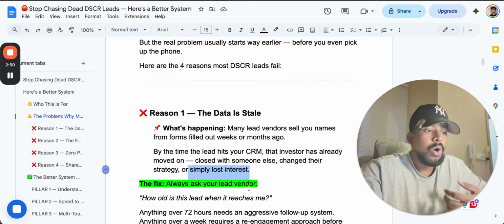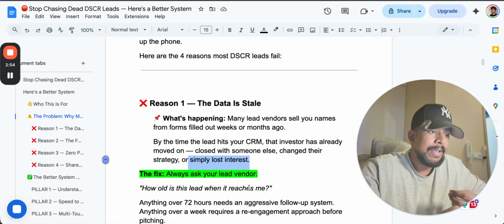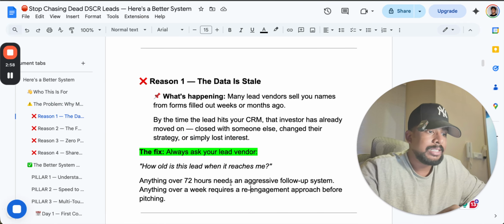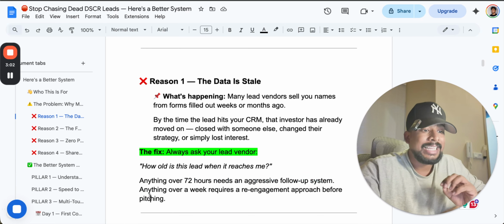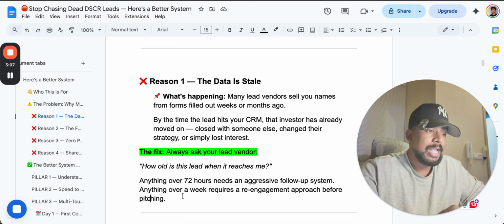How to fix that? Always ask your lead vendor, how old is this lead when it reaches me? Anything over 2 or 3 days needs an aggressive follow-up. Anything over a week requires a re-engagement approach, before you pitch them for an appointment or next steps.